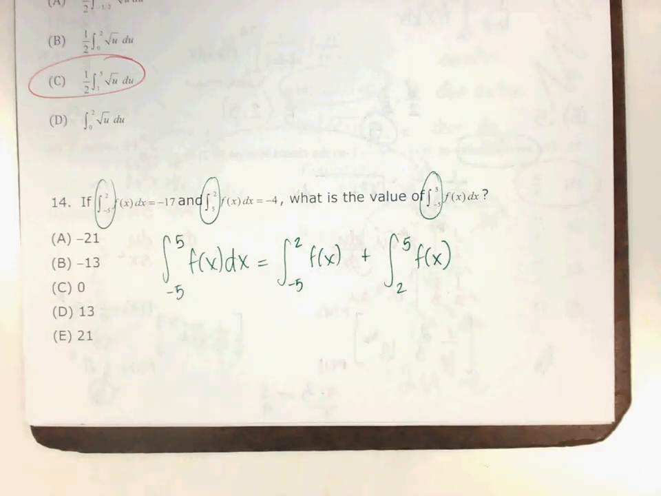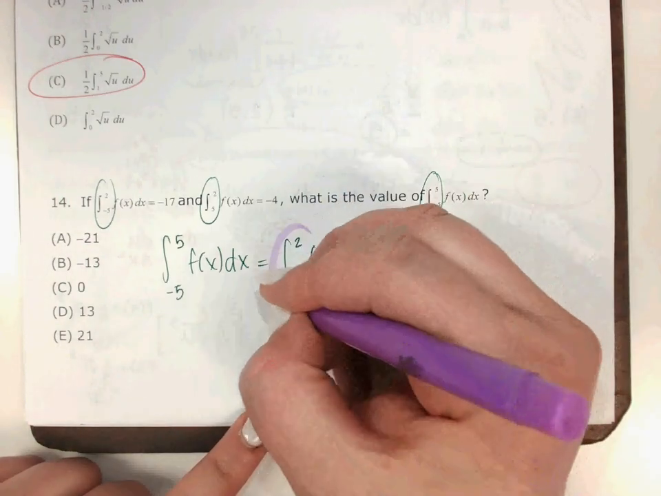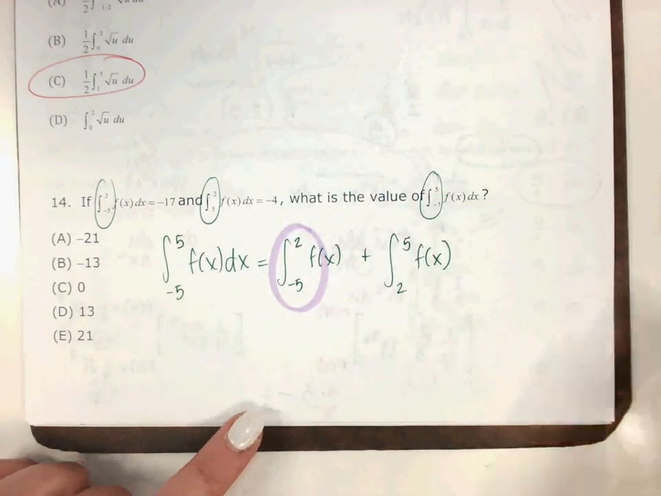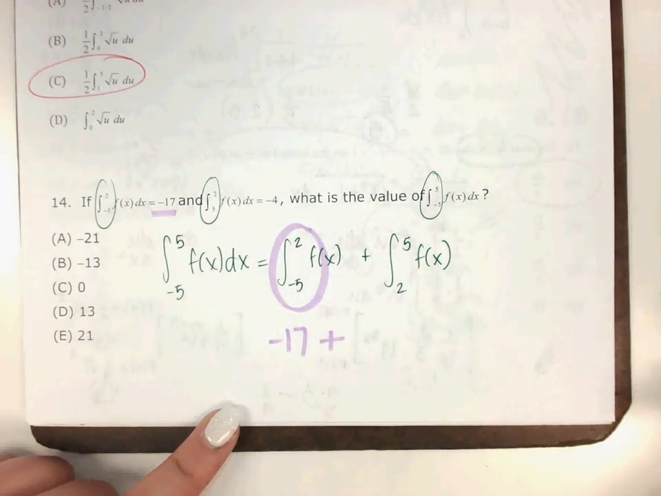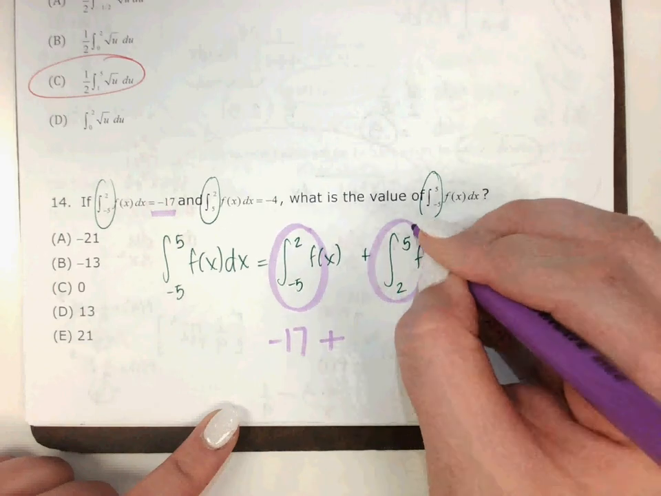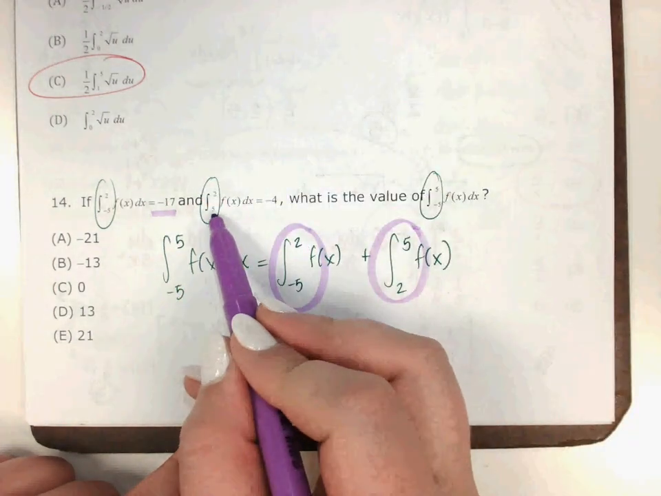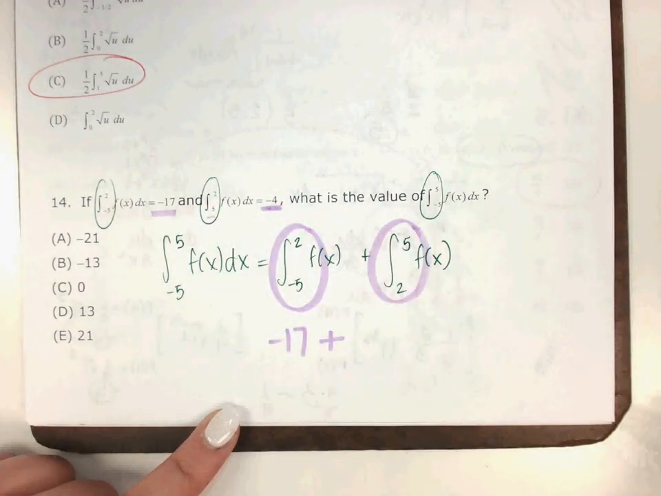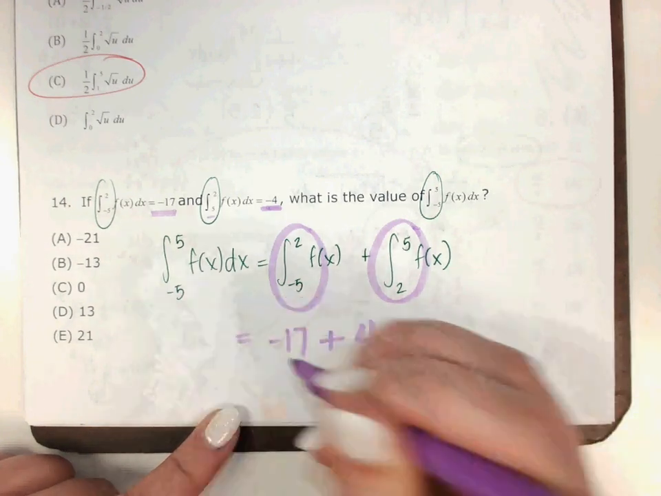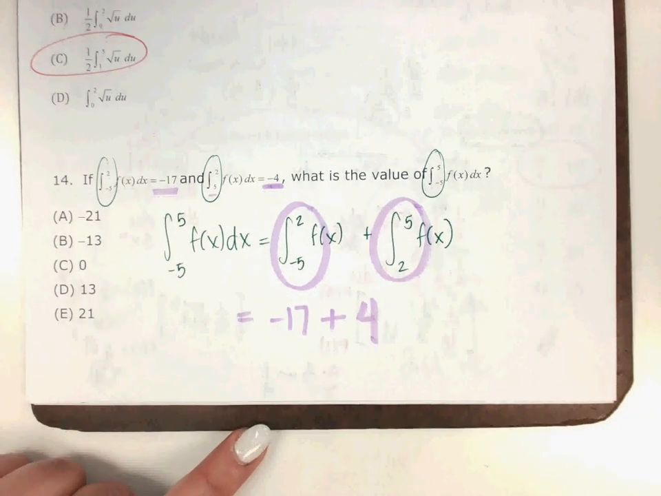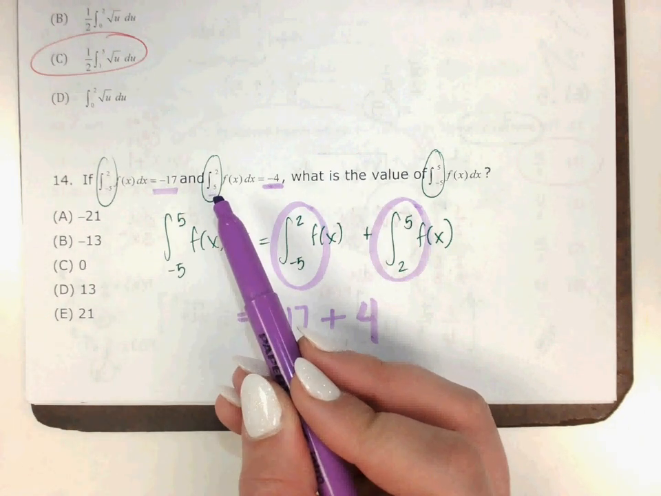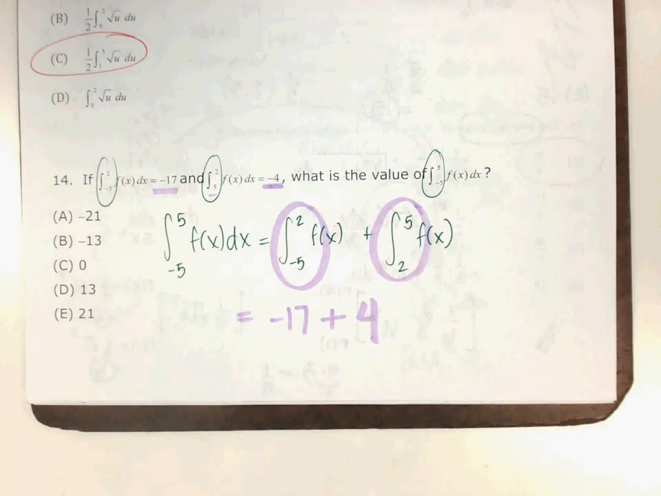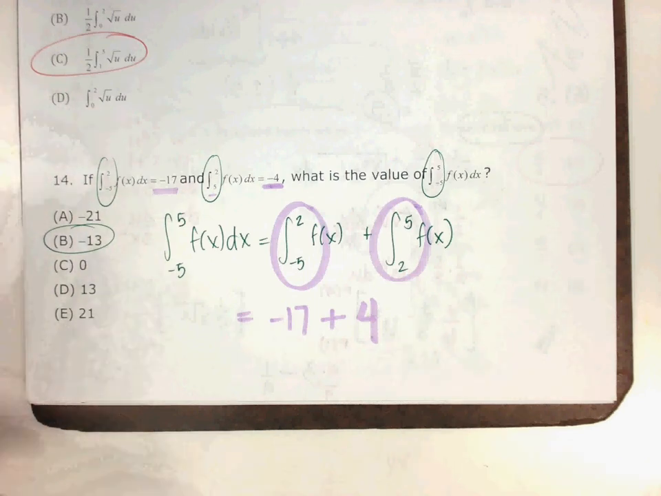Okay, what is the integral from -5 to 2? They told it to you. -17. Plus, what is the integral from 2 to 5 if the integral from 5 to 2 is -4? Positive 4. Why is it positive? Because you have to flip it. They gave me the endpoints backwards, so I have to reverse that to be a +4. And then -17 plus 4 is -13.